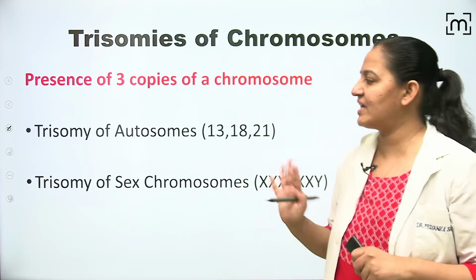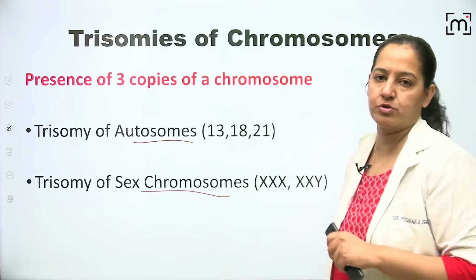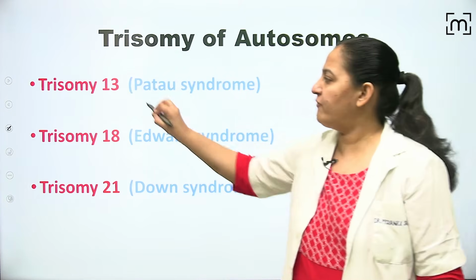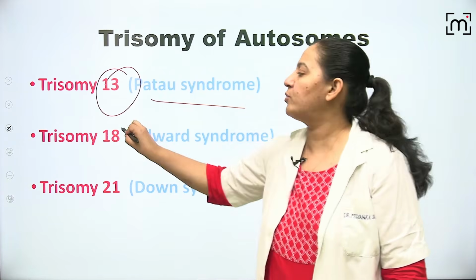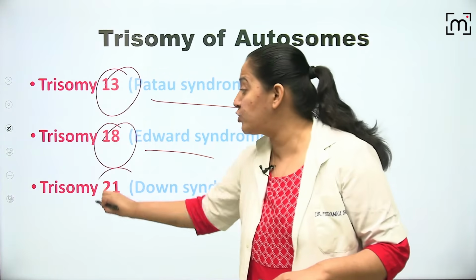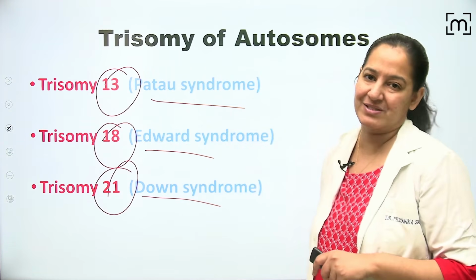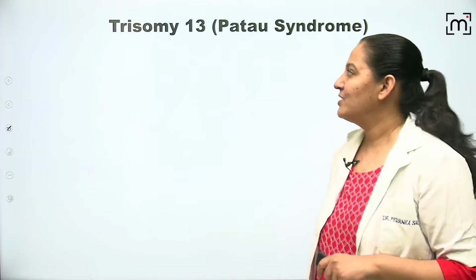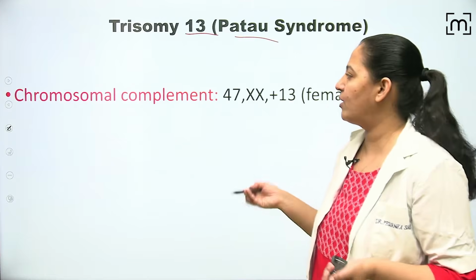First I will tell you trisomies of autosomes, then I will come to the trisomy of the sex chromosome. For trisomies of autosomes, there are three. Trisomy of chromosome 13 is known as Patau syndrome. Trisomy of chromosome 18 is known as Edwards syndrome. And trisomy of chromosome 21 is known as Down syndrome. Learn the number and the name of the syndrome. The name of the syndrome is based on the scientist who discovered it. So trisomy 13 is known as Patau. It can occur in male also, female also.